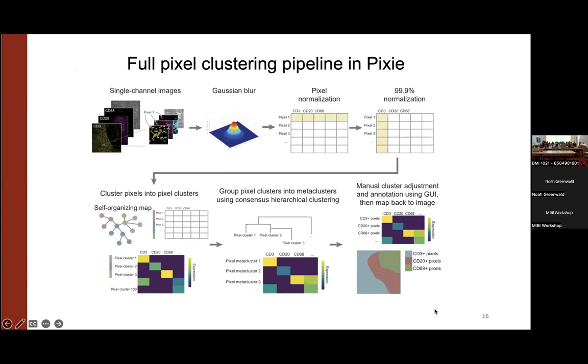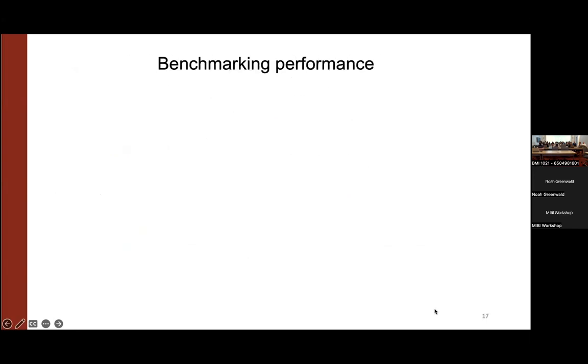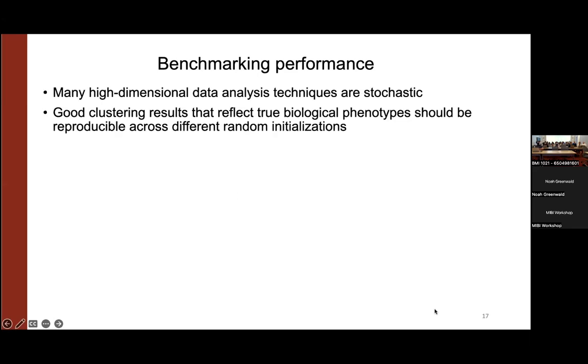Before going into that, we wanted to benchmark the performance of our pipeline. So when we were developing this pipeline, I showed you in the previous slides the nice set of pre-processing steps we decided on, but we tried so many more different pre-processing steps and also different parameters for each of those steps. So we wanted a quantitative way to be able to assess what was actually performing the best.